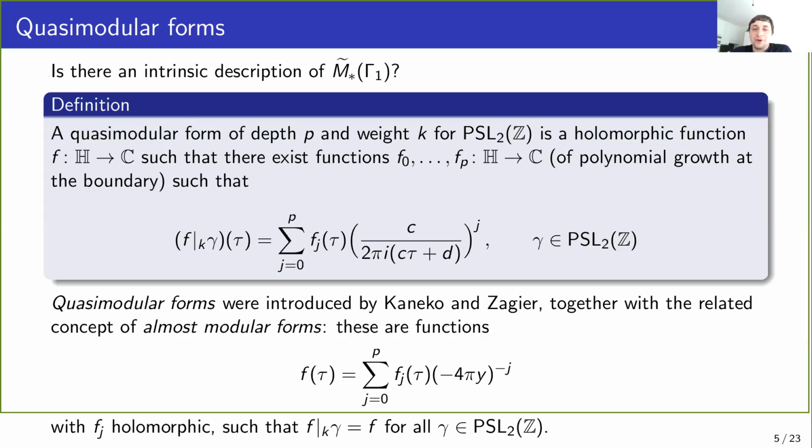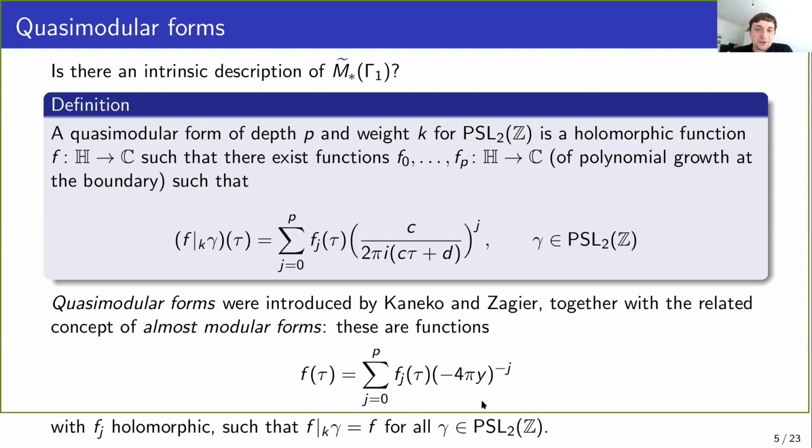So instead of requiring certain complicated transformation laws for a function which is still holomorphic, we now take a function which is not quite holomorphic, but has a simple non-holomorphic behavior. But then the transformation law is the same as for usual modular forms. So we require it to be a function of tau which is a polynomial in 1 over y with holomorphic coefficients. And then we require the same transformation law as for modular forms.